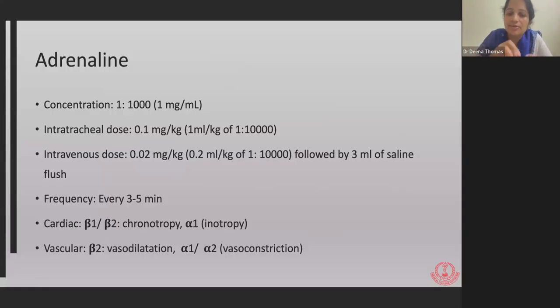In the vessels, it will act on beta 2 initially. In the initial part, if you are starting at a very low infusion dose, I am not talking about resuscitation, if you are starting with 0.05 mcg per kg per minute, it will predominantly cause an increase in the heart rate without causing vasoconstriction. But if you increase it beyond 0.1 mcg per kg per minute, because of the alpha 1 and alpha 2 action, with the increase in the force of contraction, it will also have vasoconstriction.